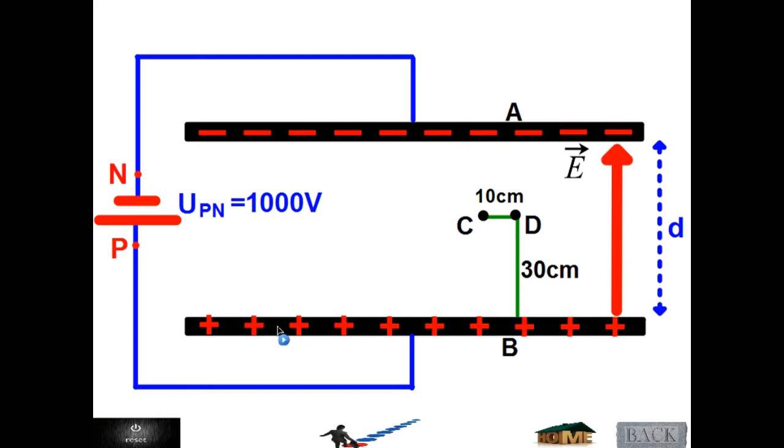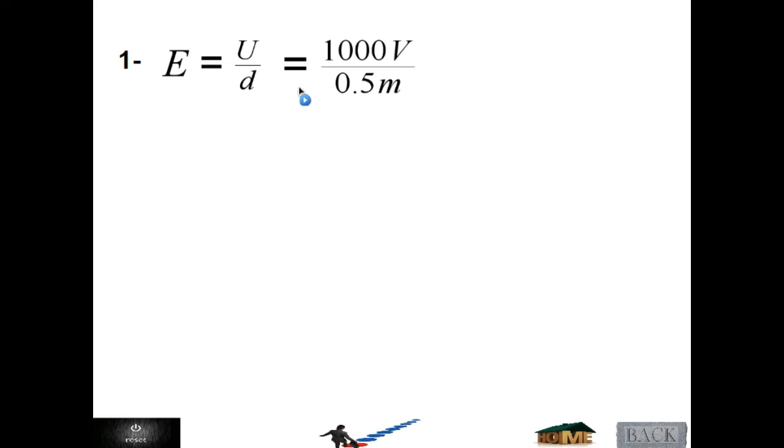So here we can take the x-axis to the left. This is my x-axis and the y-axis upward. So in part 1 they need electric field equal to U over D, the voltage across the distance. The voltage is 1000 volt and the distance is 0.5 meters, the distance between the two plates. And the answer will be 2000 volt per meter.